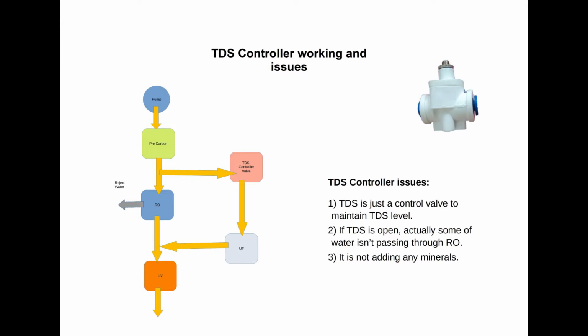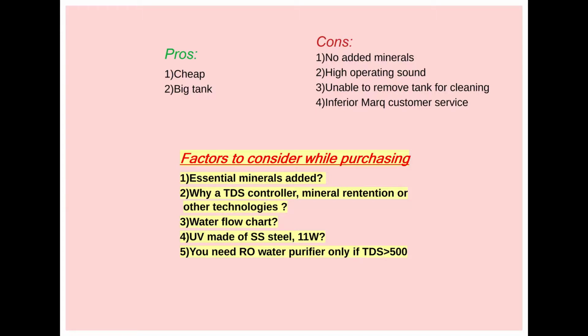There we discuss the pros, cons and factors to consider while buying an RO plant, I mean an RO-based water purifier. Coming to the pros, the first good thing is it's cheap. It cost me around 8,000 in 2018 when I bought it, while other brands cost around 13-14,000. So relatively it's cheap. One more good thing is the big tank. It gives me a storage tank of 10 liters. Those are the good points.